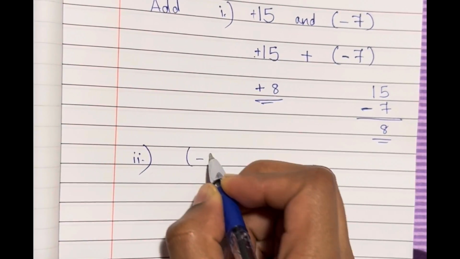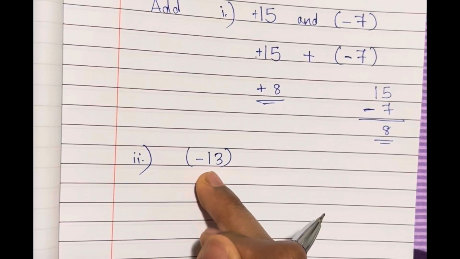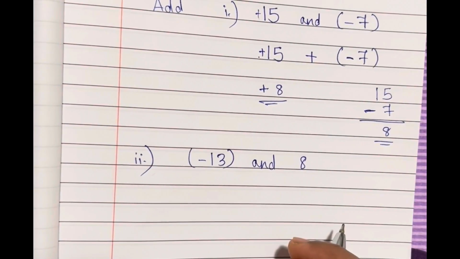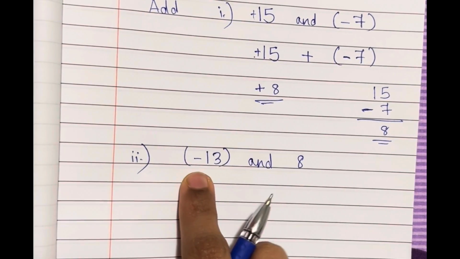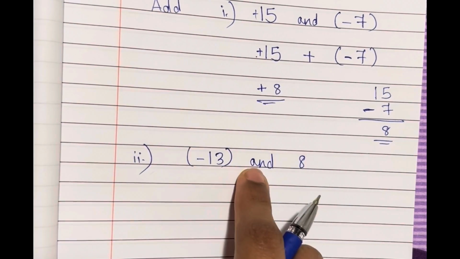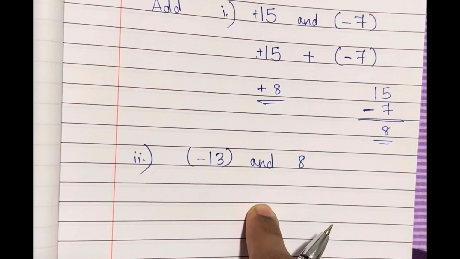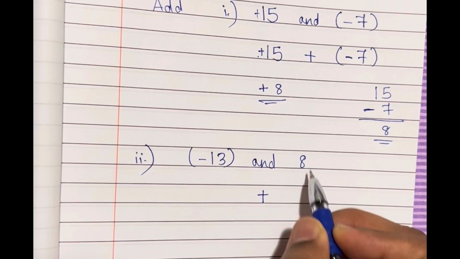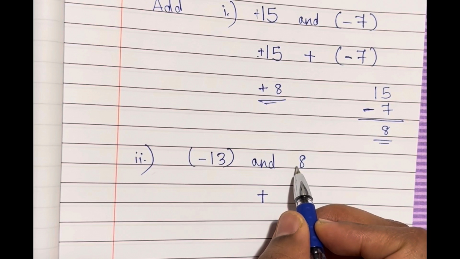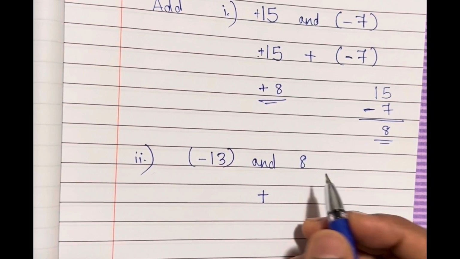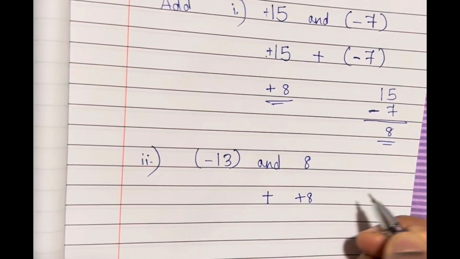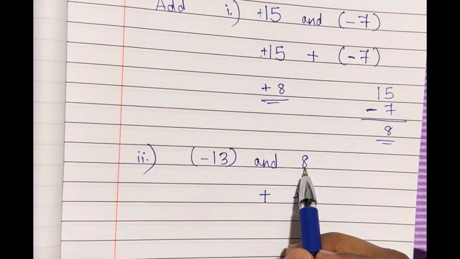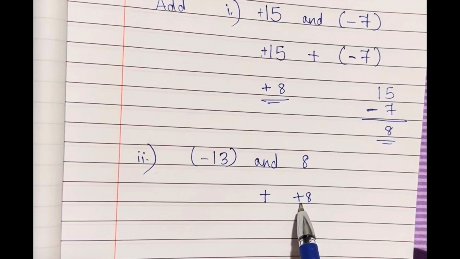Minus 13 plus 8. Minus 13 is one integer and 8 is another integer. So here you can see one integer has the sign minus. Then the plus means the operation is addition. And then 8 is another integer. What is the sign of 8? Nothing is mentioned. Nothing mentioned implies it is plus 8. Simply a number means it's actually a positive number. So 8 has no sign here. It simply means it's plus 8.